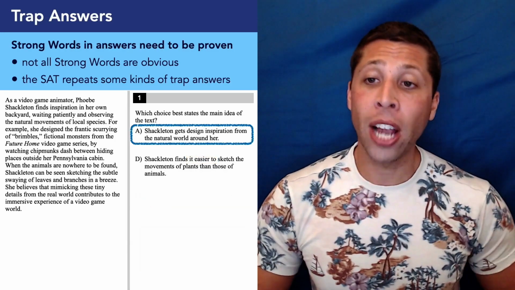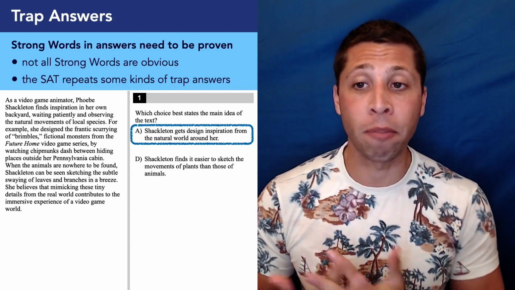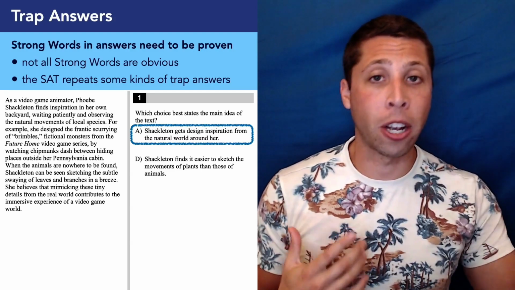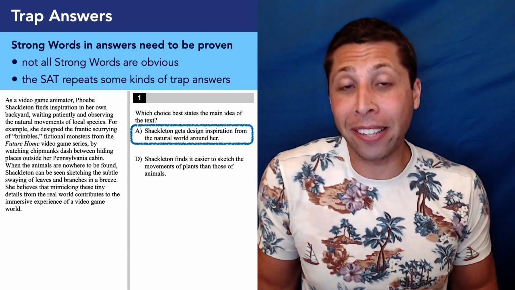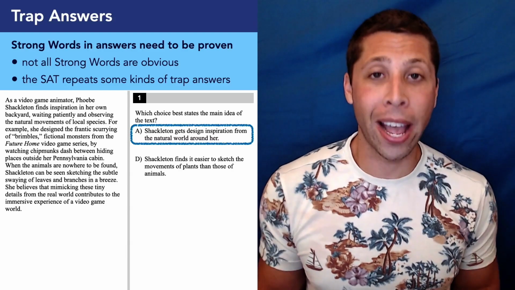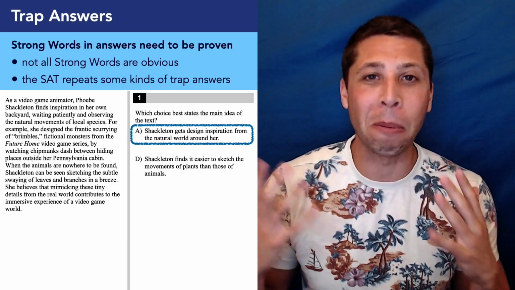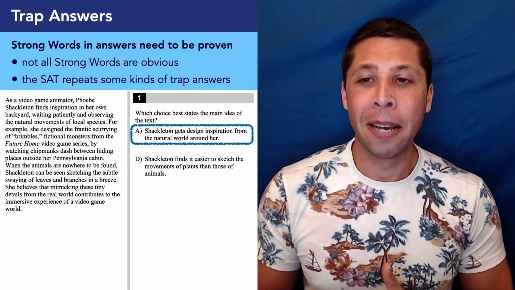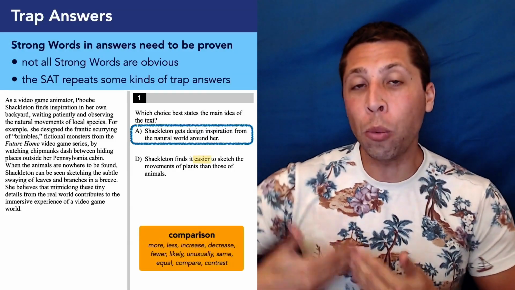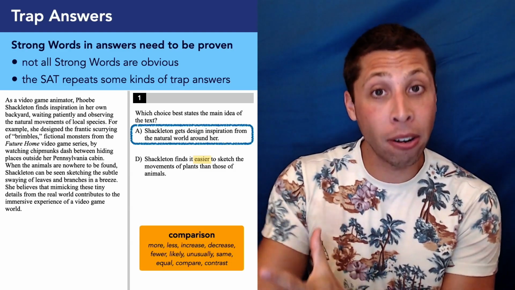Choice D. Shackleton finds it easier to sketch the movements of plants than those of animals. Well, again, that kind of makes some sense. They talk about the chipmunks, they talk about plants, and it probably does make sense that it would be easier to sketch a plant than an animal, right? Plants don't run away in the wild, so you're probably going to have an easier time of it. But does it actually say that it's easier? That word is very strong. It's a word that implies some sort of comparison.